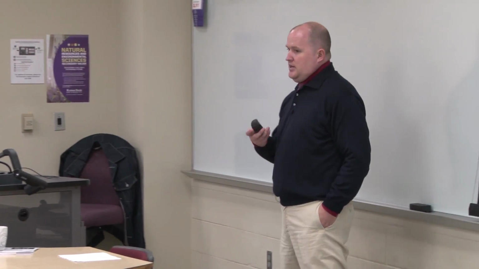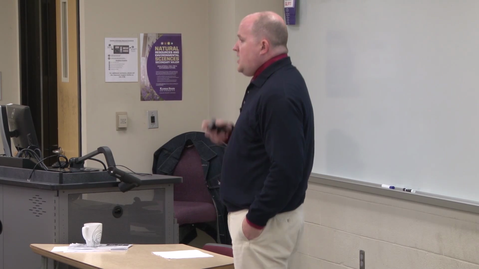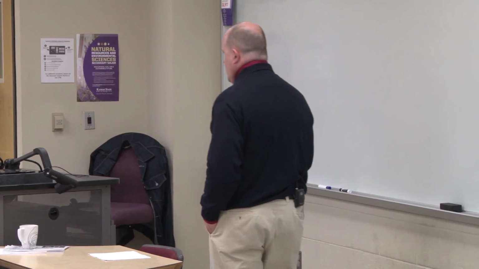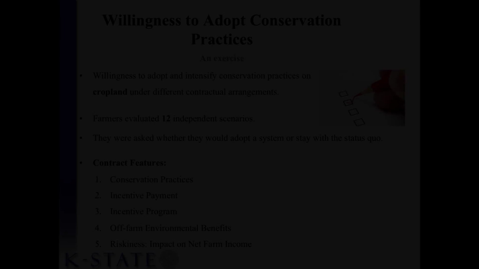And so what we did is we did an exercise experiment with them asking, what would it take to get you to actually intensify conservation? That means not just doing no-till on one crop, but doing it on every crop year after year. Adopting a cover crop, actually doing variable rate applications if you're not doing it, or doing more, and adopting a conservation crop rotation.